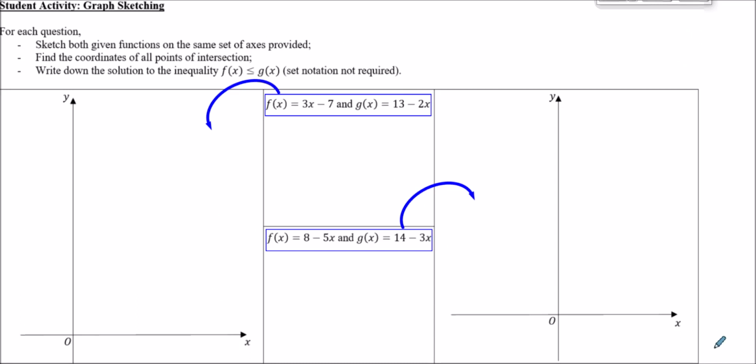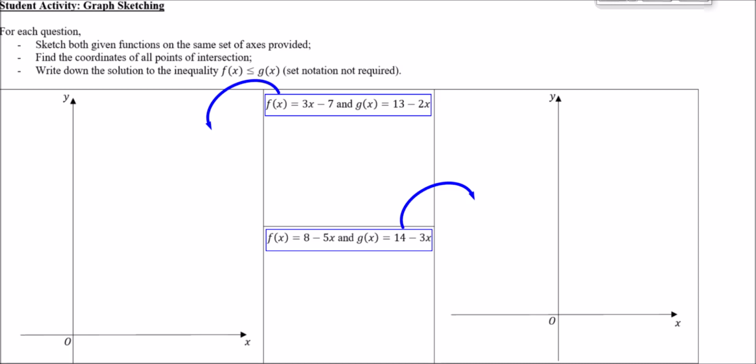Let's have a look at this activity I've made for you, which is essentially just graph sketching. So for each question, I'm only going to repeat this once because it's on all the other slides. So for each question, we need to sketch both given functions on the same set of axes provided, find the coordinates of all points of intersection, and then write down the solution to the inequality f(x) less than or equal to g(x). Set notation is not required in this case.